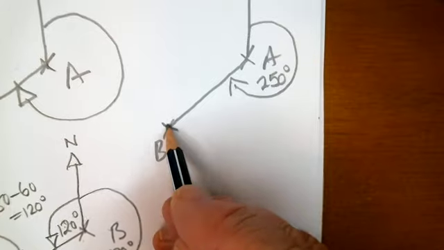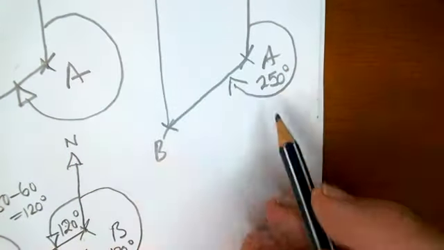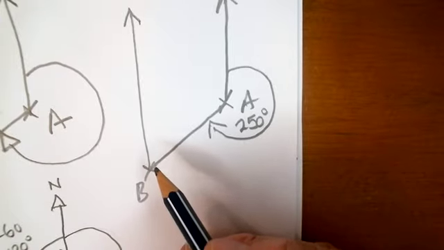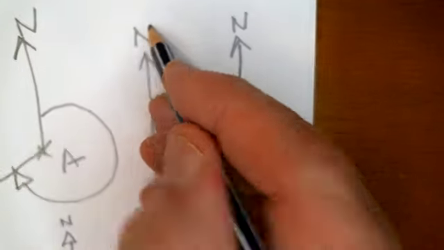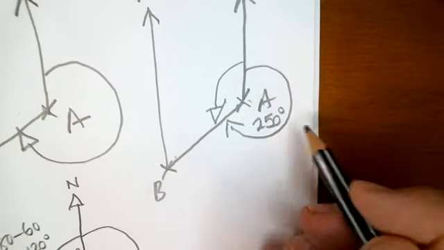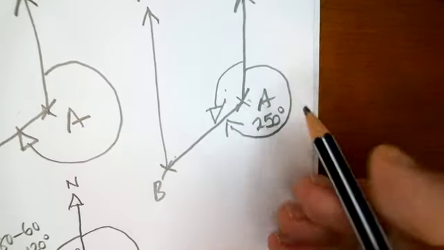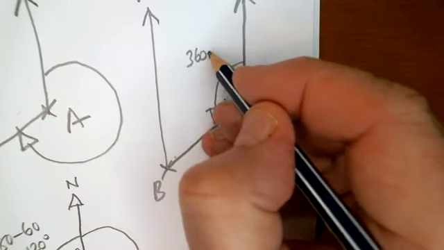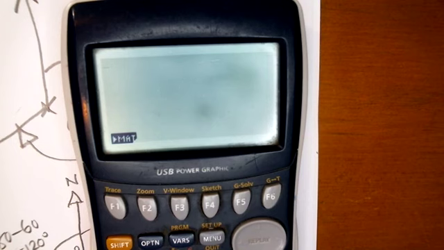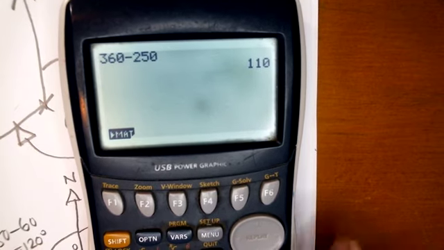And we said, well, that's all nice. So what's the bearing then? If that's the bearing from A to B, what's the bearing from B to A? Okay, well, nice and straightforward. This angle here must be 360 minus 250. Let's take a look what that would be. Here we go. 360 minus 250. That's 110.